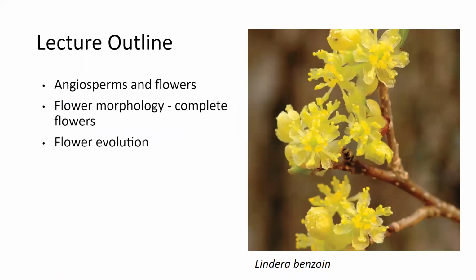So quick lecture outline. So this first lecture is about angiosperms and flowers. And today we're going to look at complete flowers and flower parts, so the flower morphology. If you found some of the terms that I used in the last lecture a little bit confusing, those should be cleared up today. And we'll have some hands-on practice for you to learn lots of that vocabulary. And then we'll talk also a little bit about flower evolution and evolution of floral parts.